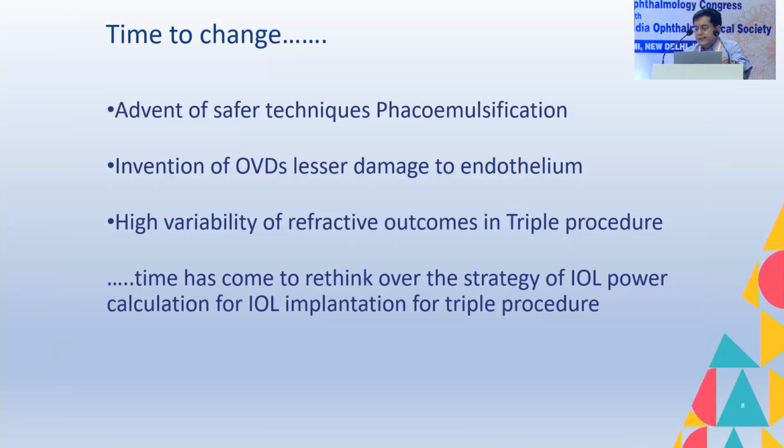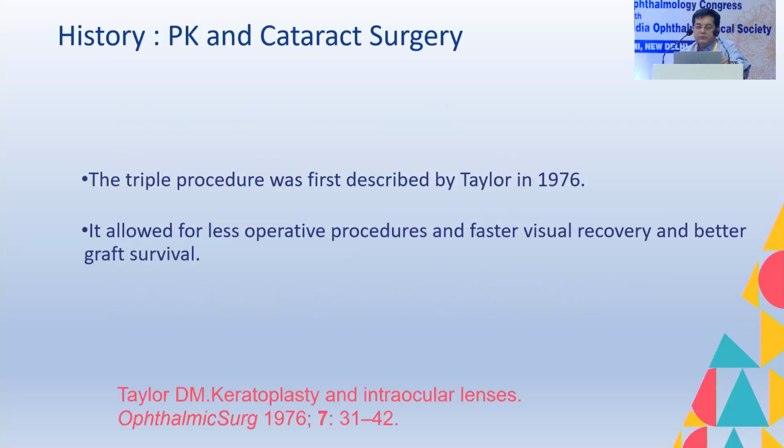That led us to think that maybe it is time to change the conventional way of doing a corneal transplant, as a triple procedure is not giving us an optimal refractive outcome. Now that cataract surgery has become more of a refractive surgery, these kinds of outcomes will not be acceptable to the patients and will not give them very good vision. Now that we have a very safe technology of phacoemulsification, and very good viscoelastics which can protect the endothelium, probably we have to look beyond the triple procedure.